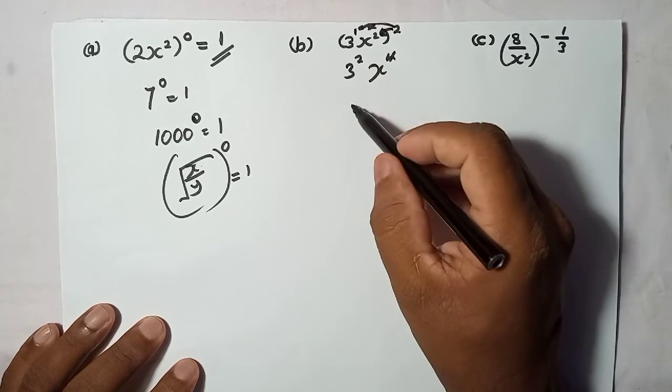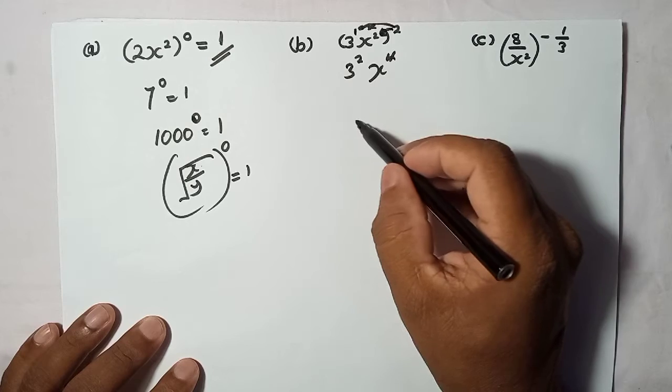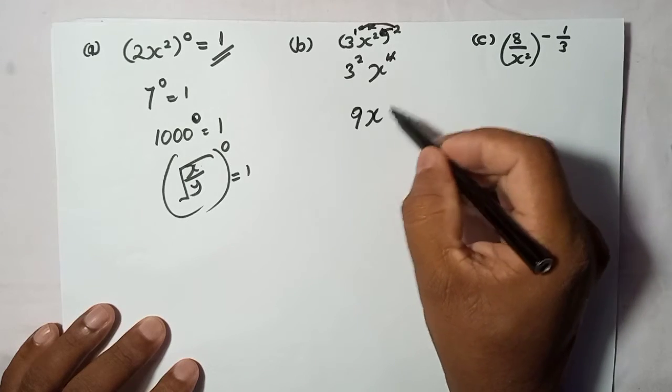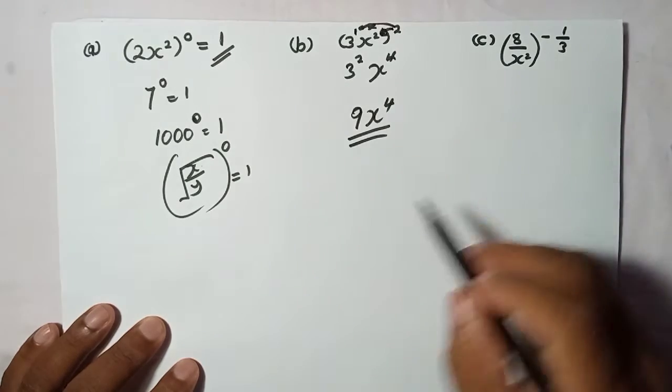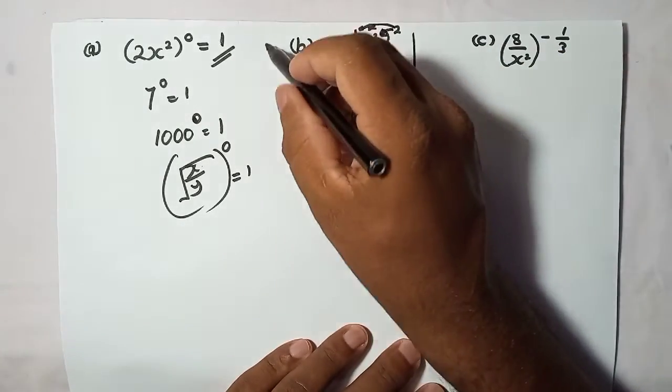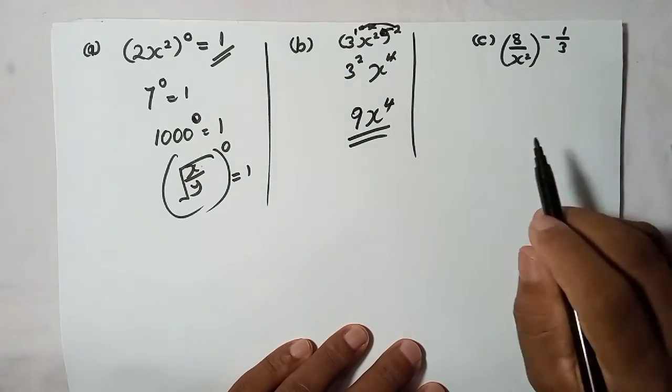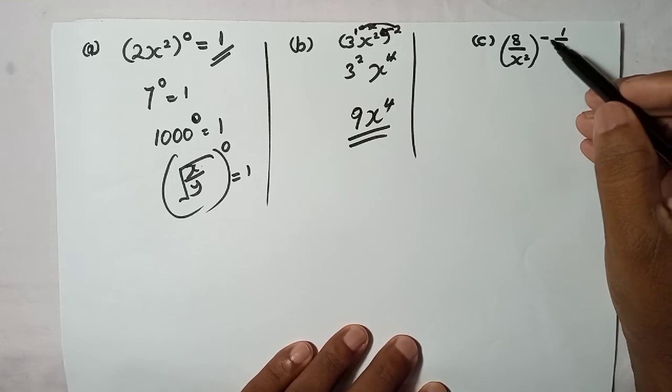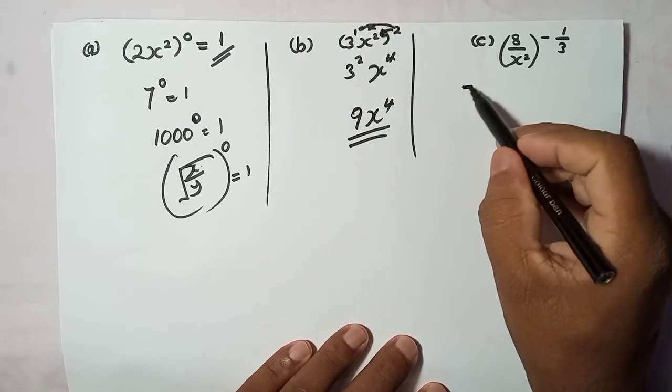3 squared means 9, so it will be 9, and here x to the power 4. Then this is not much to deal with. Here is the next question. In here you have to remember a very important thing.